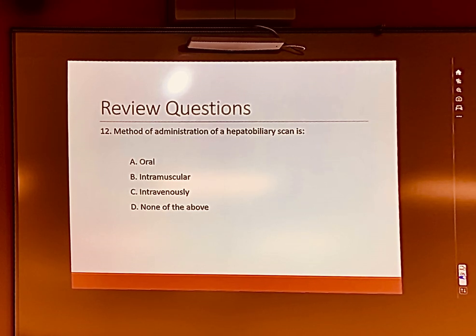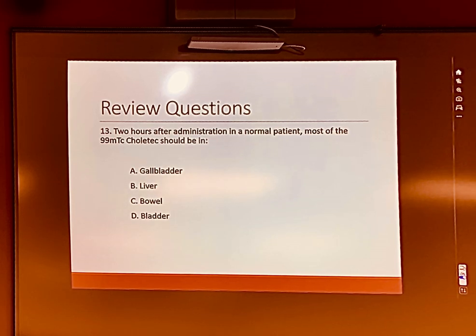How do we give IDA agents? IV. Two hours after administration in a normal patient, so you're at the 2-hour mark, where should most of that Colotec be? C. Most of that Colotec should be in the bowel if you have a normal patient.